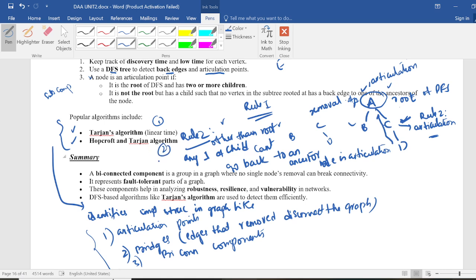Okay. So finally, going through the video again, a biconnected component is a group in a graph where no single node removal can break the connectivity. Point to be noted: no single node removal can break the connectivity. It represents fault-tolerant parts of the graph. These components help in analyzing robustness, resilience, and vulnerability of networks. DFS-based algorithms like Tarjan's algorithm are used to detect them efficiently.